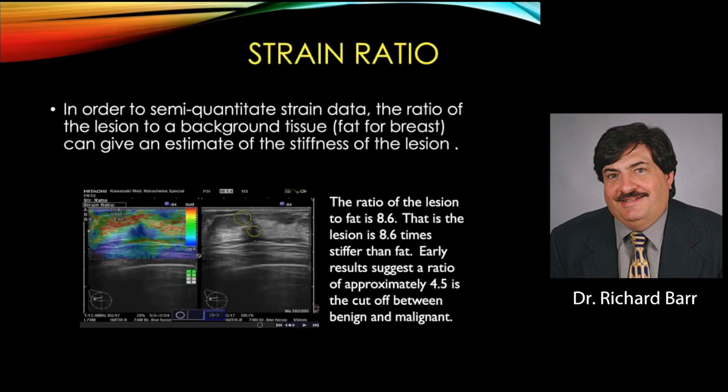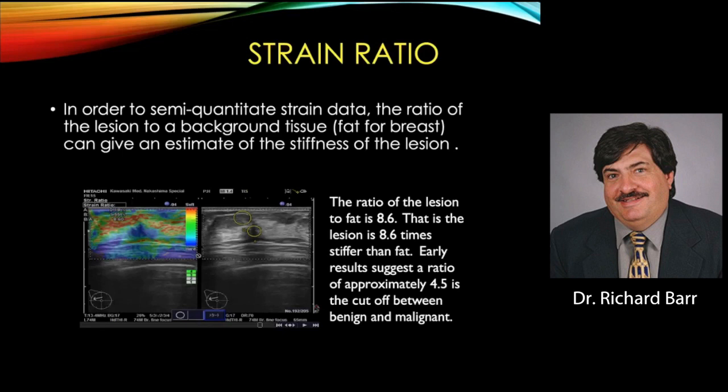And here what we did is on A, we put a circle over the lesion, and on B, we put a circle on fat. And the system will calculate how much stiffer the lesion is than fat. And we always use fat as the reference material. Ideally, we would like to have it at the same distance from the transducer in case we are applying pre-compression. That'll help normalize that, but in this case, we can't.